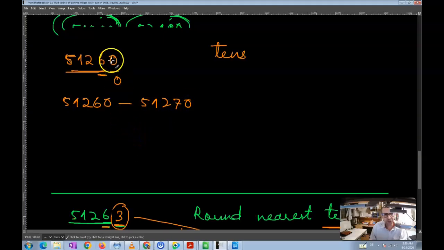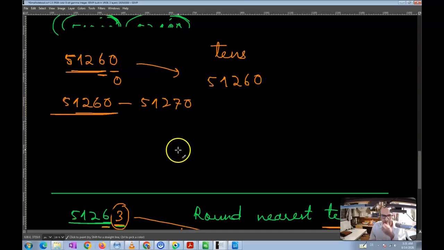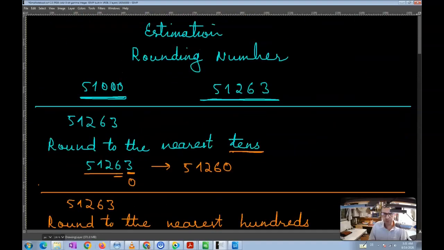Now, because you have a 0 over here, that means that you're exactly at this number. And of course, since you're exactly at this number, you are closest to this number, which means that you're going to pick the same number and write it as 51,260, right? So in all of these cases, what we have been doing is looking at the digit to the right-hand side of the digit to which you want to round the number. I will explain what this means.